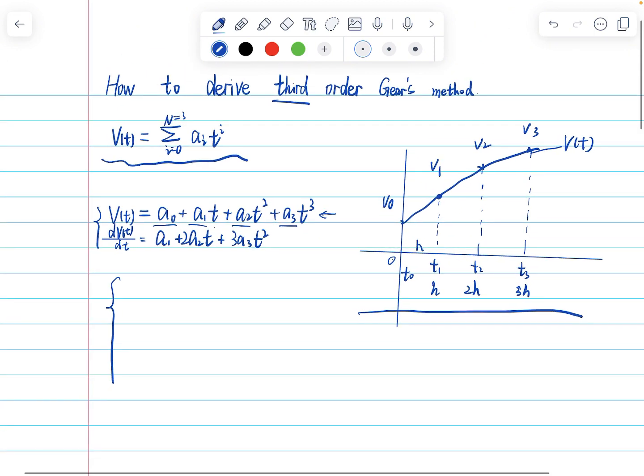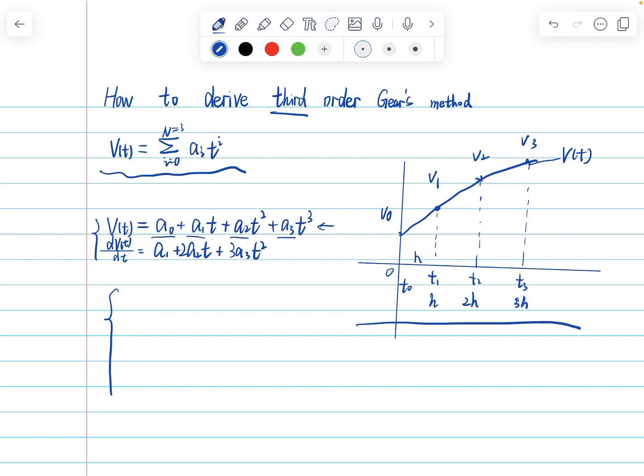To get the 4 equations, you can basically choose whatever you want, right? You can substitute T1 in here, and then T2, T3, and then you can substitute T0 in here, right? But my choice is this.